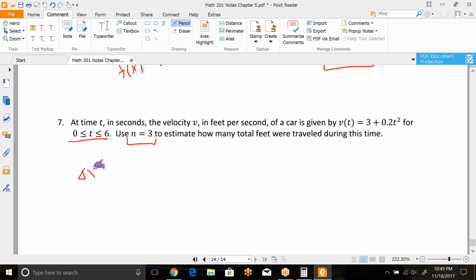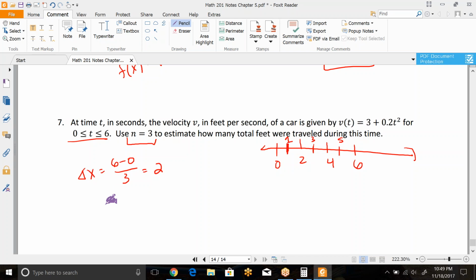So delta x is 6 minus 0 over 3, so it's going to be a delta x of 2. On a number line, here is 0, and then 2, because we're going by 2's, 4, and 6. So that's 3 subintervals. Then my midpoints would be 1, 3, and 5. My midpoints are nice numbers this time. So we just plug each one into the function.